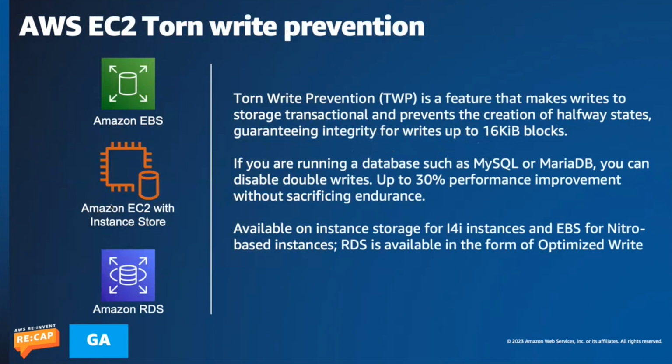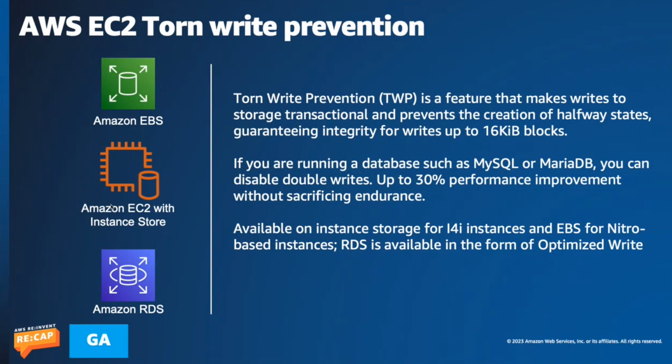And specifically to EC2, there is a new feature which benefits write operations with MySQL and MariaDB database for increased database write throughput. This is what is called EC2 torn write prevention, or also known as atomic writes or optimized write, which is now available on all Nitro instances for EBS.